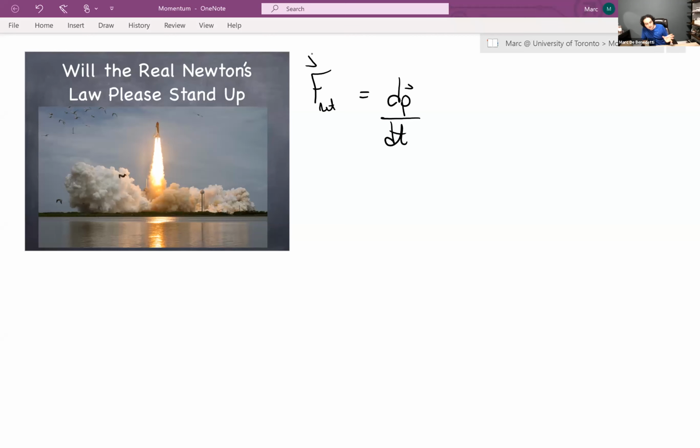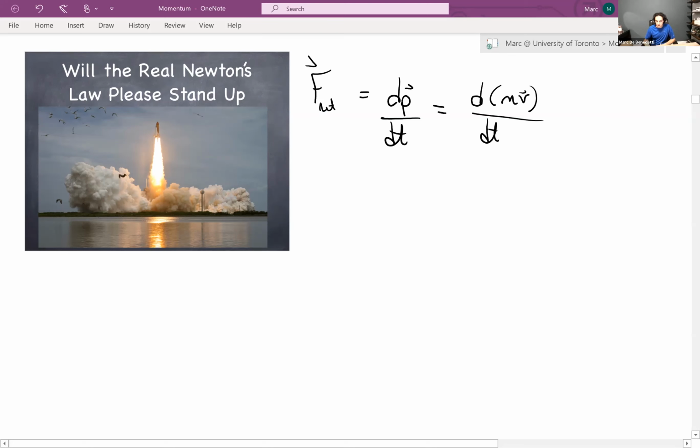Anyway, so given this definition of momentum, the definition of the net force is the derivative of momentum, we can actually go ahead and simply swap that in. So we know momentum is given by mv.